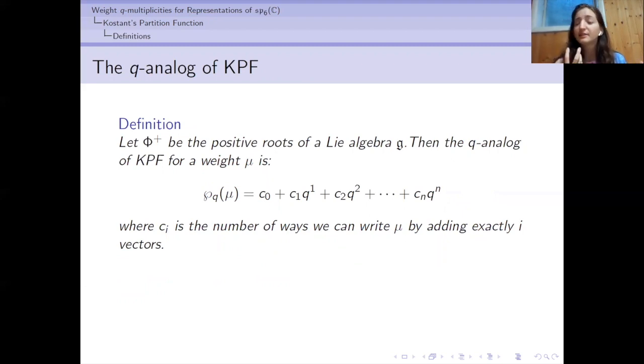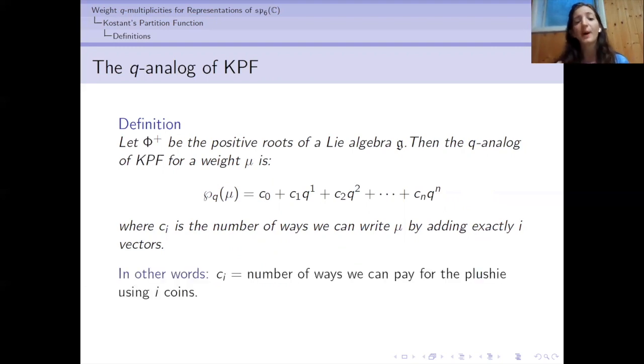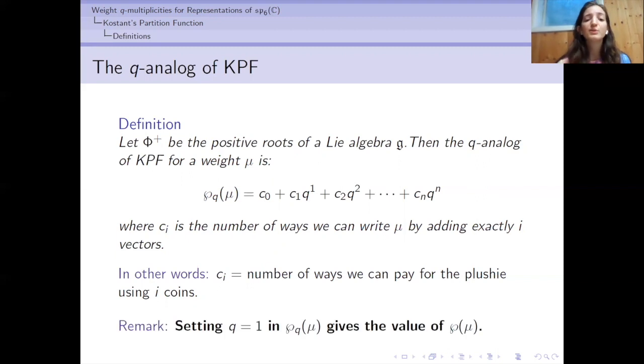So there's also what's called the q analog of Kostant's partition function, which is quite similar, and it takes in some weight, some vector mu, and it spits out this polynomial in q, and q is really just a variable. We don't really care what q is. What we care about is c sub i, which is the number of ways we can write mu by adding up exactly i positive roots, right? So thinking back to the unicorn plushie, c sub i would be the number of ways we can pay for the plushie if we want to use exactly i coins to pay for it. Now, since the q analog is still keeping track of every single partition, of every single way of paying for the plushie, if we set q equal to 1, we recover the normal Kostant's partition function.